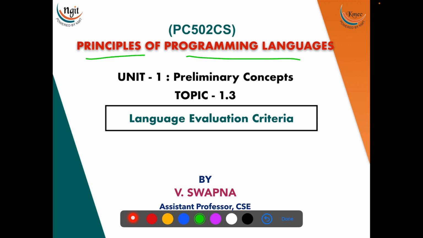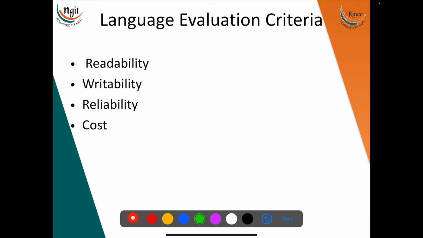This video will explain language evaluation criteria. This topic you will find in Unit 1 as topic number 3. Basically, we will evaluate programming languages based upon some criteria. And what are these criteria? Readability, writability, reliability and cost.